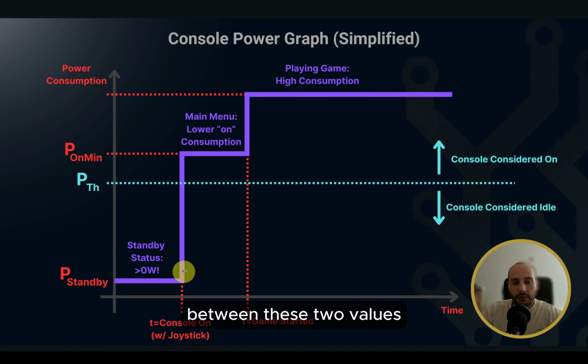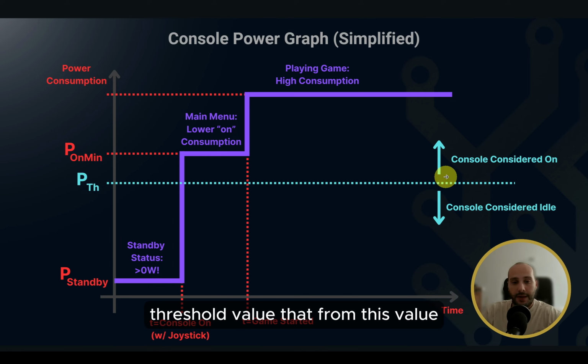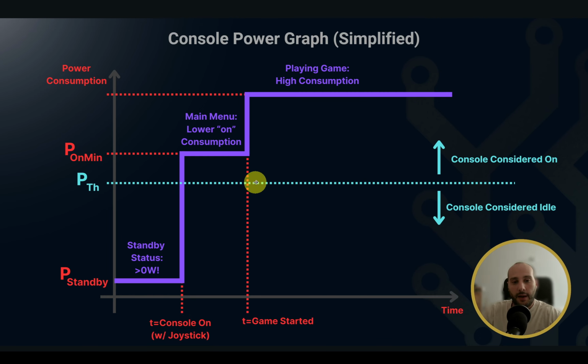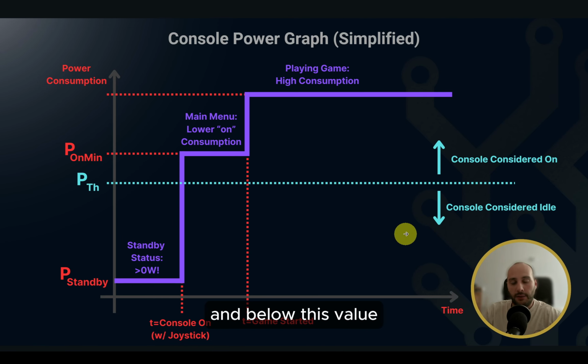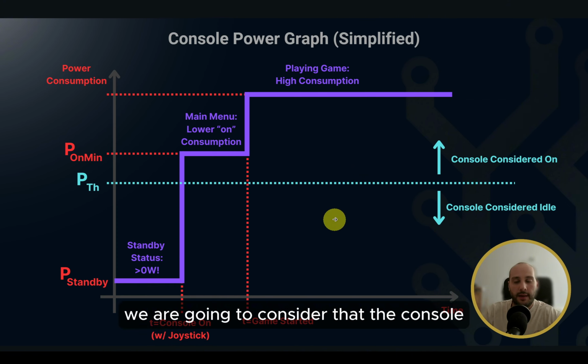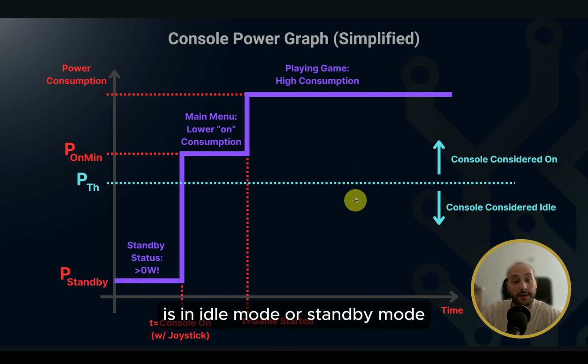Between these two values, we are going to define a power threshold value. Above this value, we are going to consider that the console is on, and below this value, we are going to consider that the console is in idle mode or standby mode. Okay.